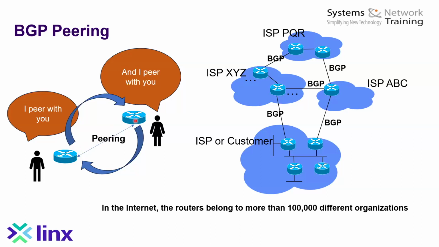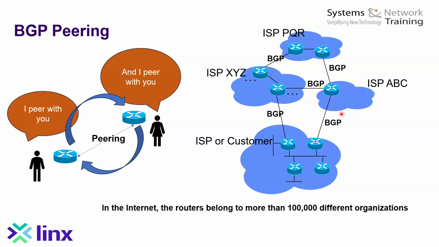So if we take a look, for example, at this picture over here, what I'm trying to demonstrate here is that not all of the routers in the internet, as we just said, belong to a specific organization. There are many, many, many. There are tens of thousands of different organizations in the internet with their routers, and they interconnect with each other in a partial mesh.